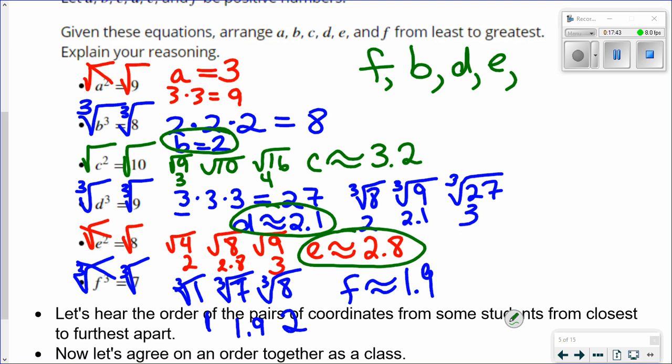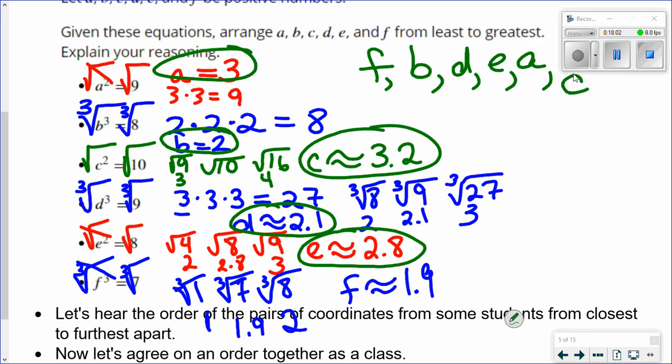The next largest would be A at 3 units. And then finally, the largest one here would be C at approximately 3.2 units.